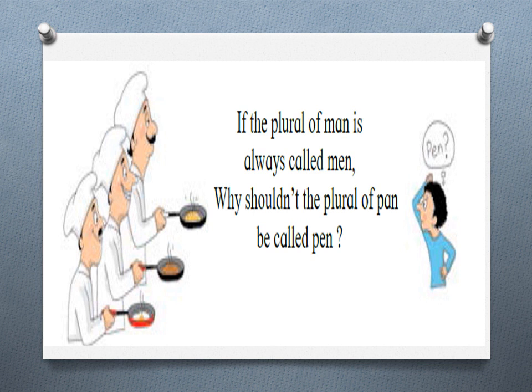If the plural of man is always men, why shouldn't the plural of pan be called pen? Now, he is raising another question that one man and many men. So, at the center, the vowel is changing from A to E. But when it is pan, why are we not changing it to pen? Why is the plural form of pan not pen? Isn't it funny, my dear children? These are the various questions raised by the poet.